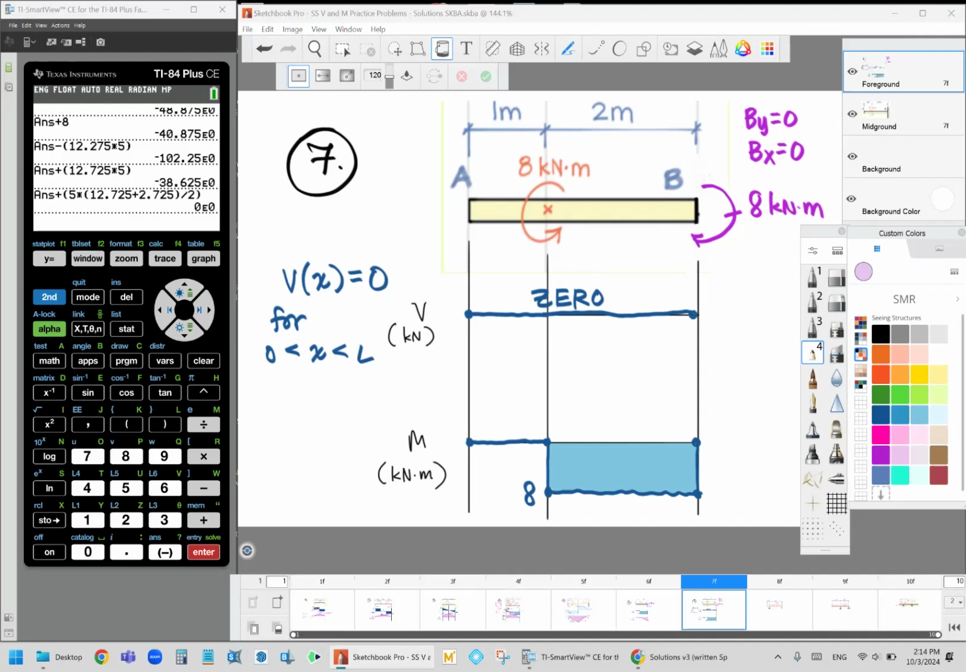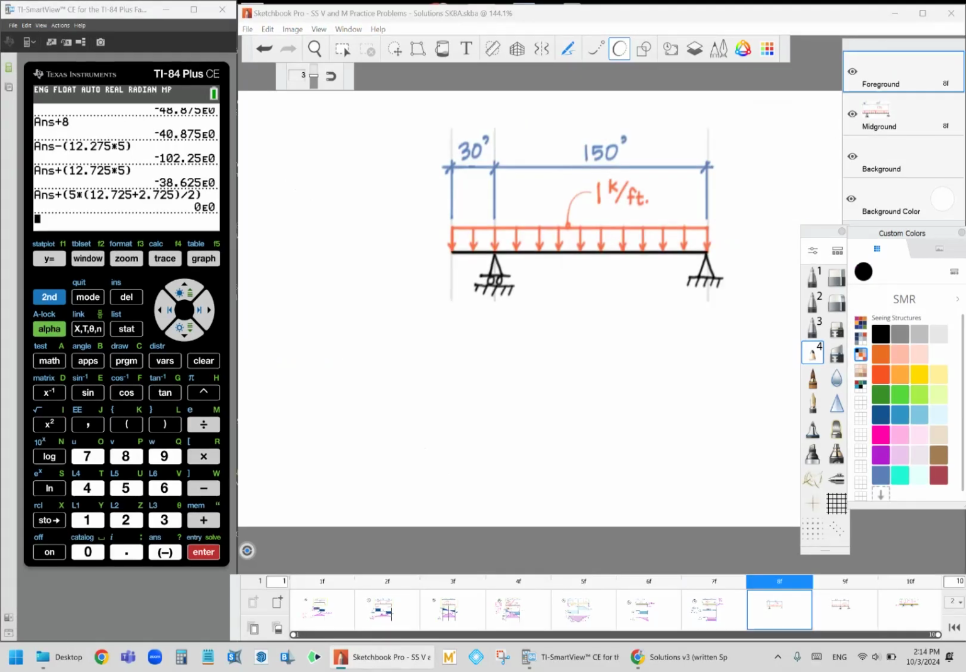Messed up my colors, didn't I? Okay, now it's purple. All right, looking good. On to problem 8. Again, we've got some reactions to solve.